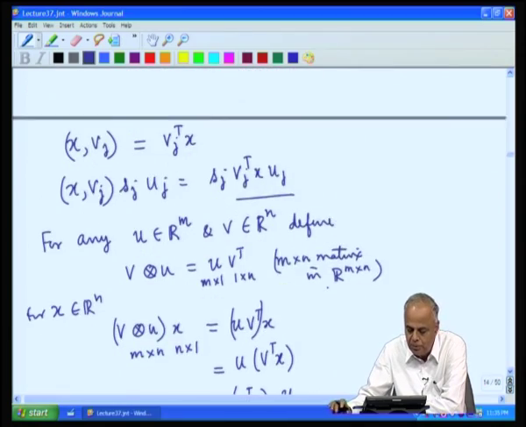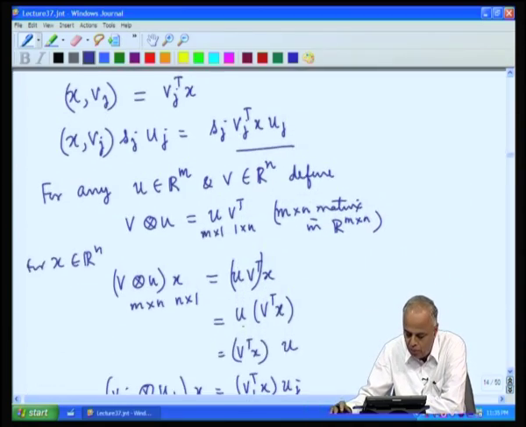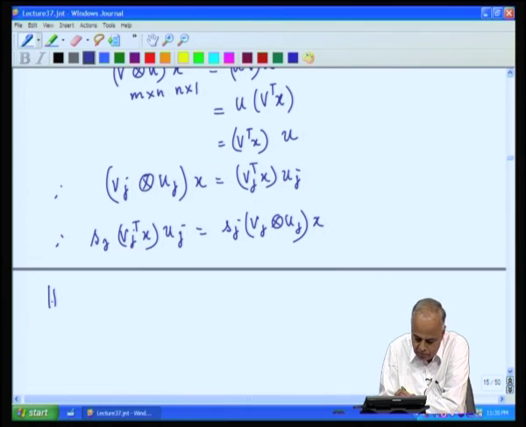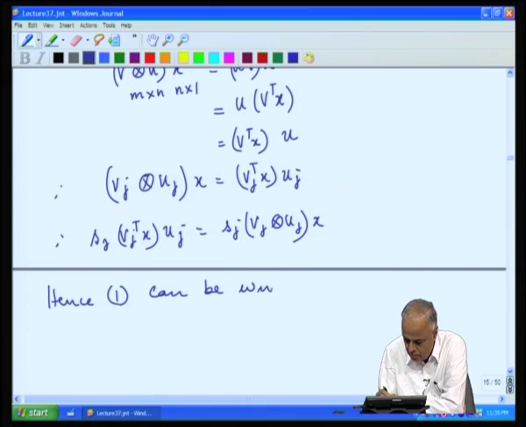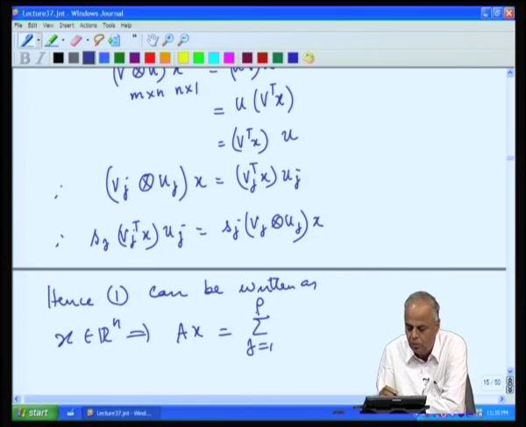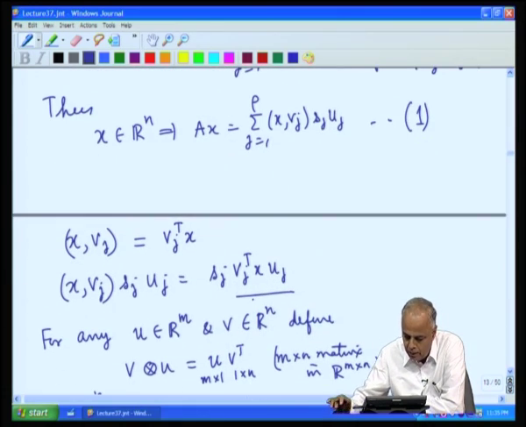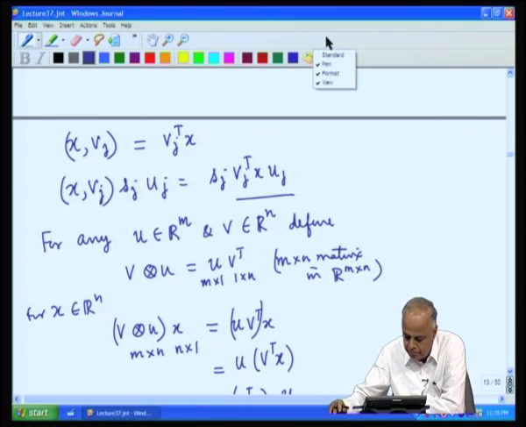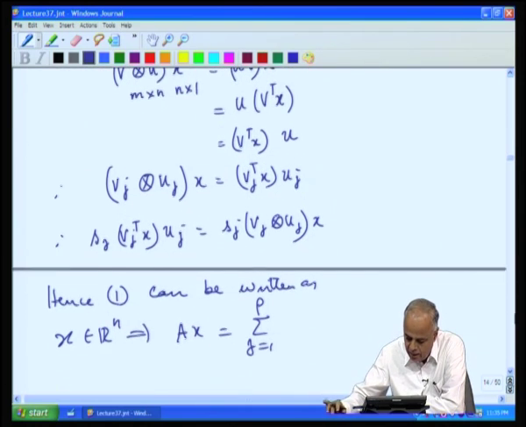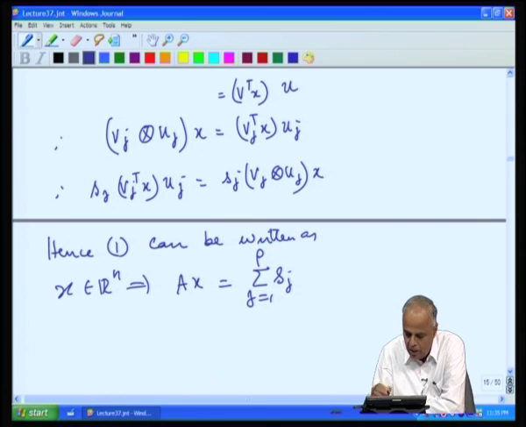So, let us now substitute this in 1. Therefore, 1 can be written as: x belongs to R^n implies Ax equals summation j equal to 1 to rho. We have 1 here, s_j, and (x, v_j) is, as we observed, v_j transpose x, and combining that we get v_j tensor u_j.